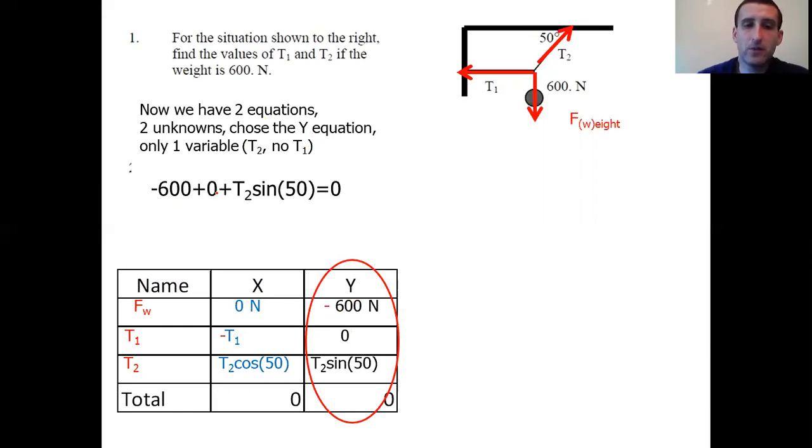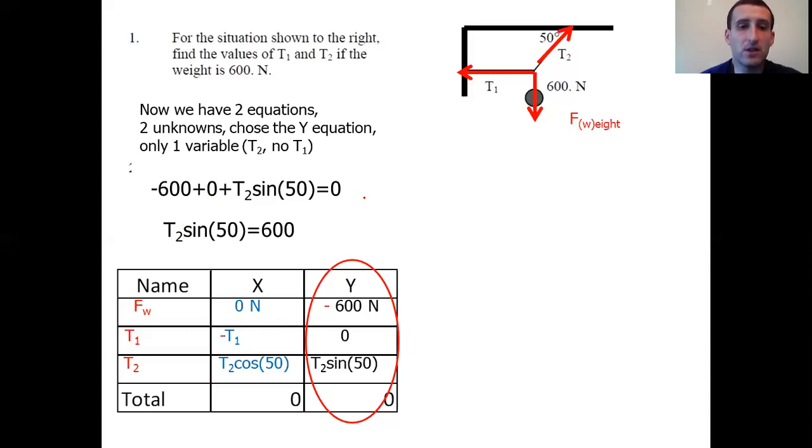Our negative 600 plus 0 plus our T2 sine 50 equals 0. You're going to notice here the algebra is remarkably similar problem to problem. We're doing the same thing kind of over and over. Yes, it would get much more complicated with more forces. Many real-world situations have a lot more forces. Fortunately, we're not asking you to be engineers or to solve real finite element analysis problems yet. We're just working through the process.